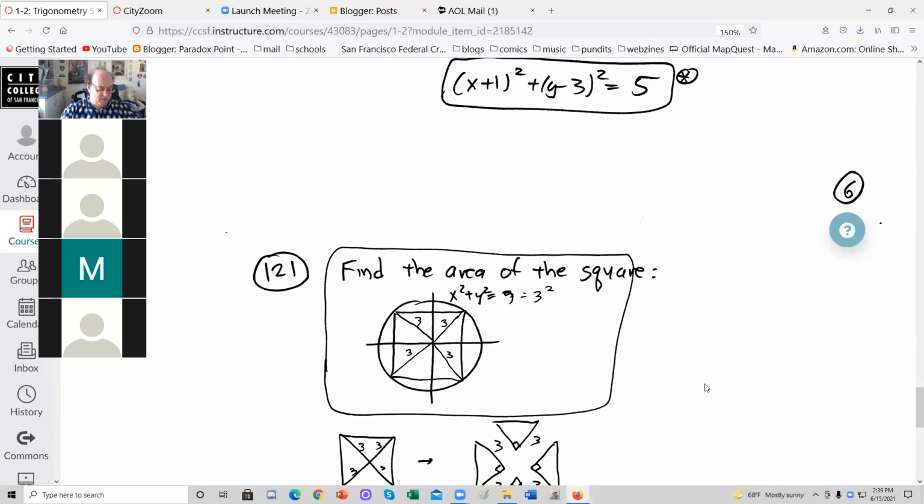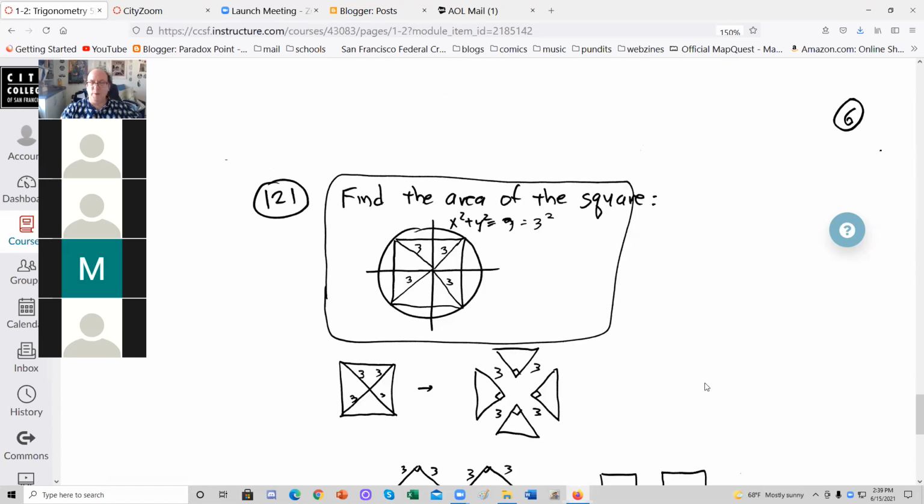Here they are asking you to do some fancy stuff. I'm going to cheat a little bit by doing a geometric construction. Here we have a circle with equation x squared plus y squared equals 9. I have a square inscribed inside that circle. What is its area? Well, 9 is 3 squared, so this is really a circle with radius 3. And these are radii: 3, 3, 3, and 3.